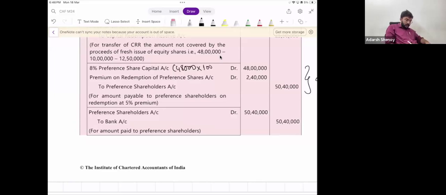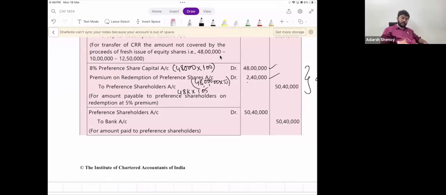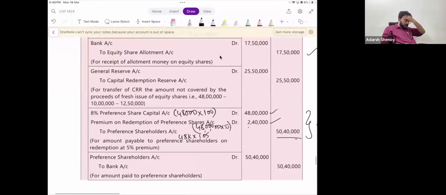So 48,000 into 100. The face value portion is 48 lakhs. Then we have 5%, that is the premium. So you can just do 48 lakhs into 5%. This is the premium, 2,40,000. The total amount payable to the preference shareholders is 48,000 shares into, sorry, not 110, 105, because 5% is the premium. 48,000 into 105, 50 lakh 40,000 is payable to them. Simple.